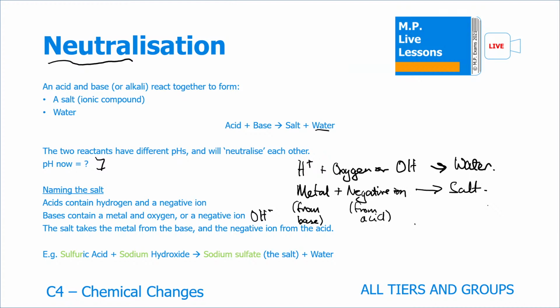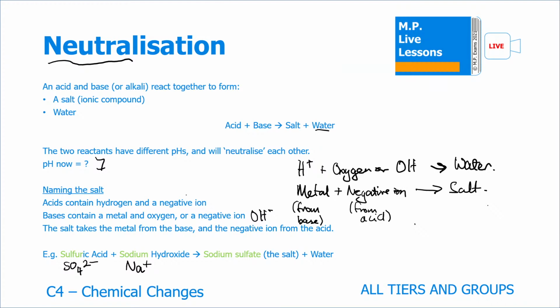So the acid gave us the negative ion, which was a sulfate ion, whereas the metal came from the base, and this base had sodium, so Na. Now, Na is in group 1, it loses 1 electron and becomes a 1 plus charged ion. And then the sulfate ion has a 2 minus charge.